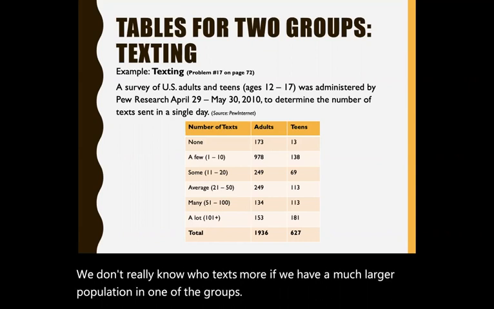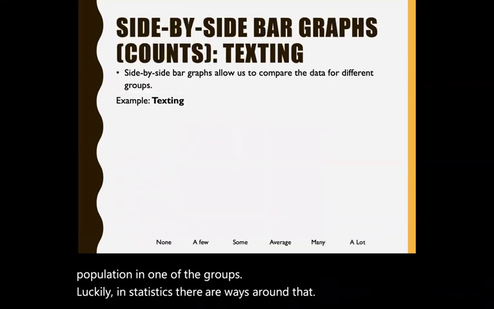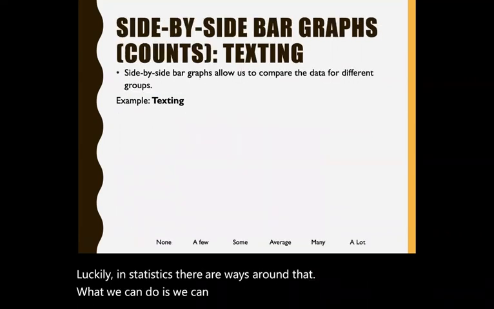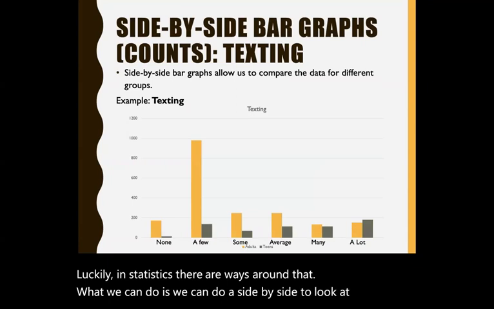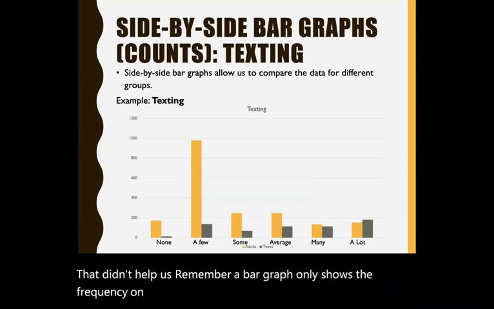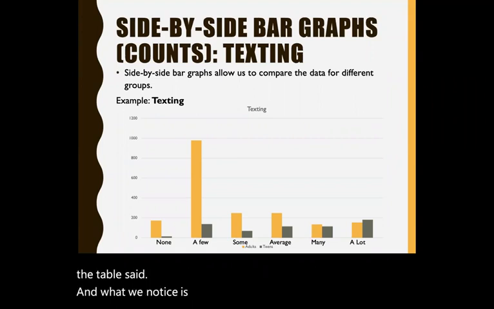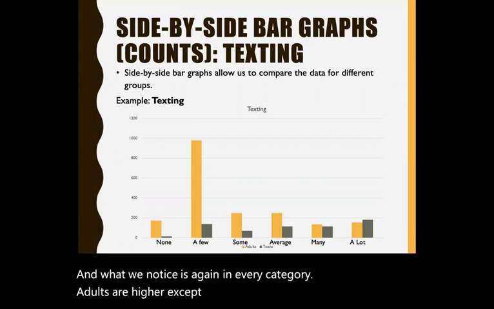Luckily, in statistics, there are ways around that. What we can do is a side-by-side to look at it. That didn't help us. Remember, a bar graph only shows the frequency on the vertical axis. So this is saying the same thing that the table said. And what we notice is, again, in every category, adults are higher except for the A lot category. So what can we do to fix this?